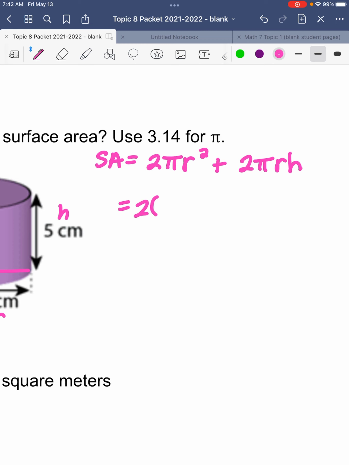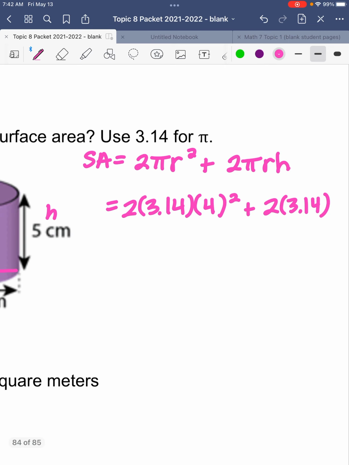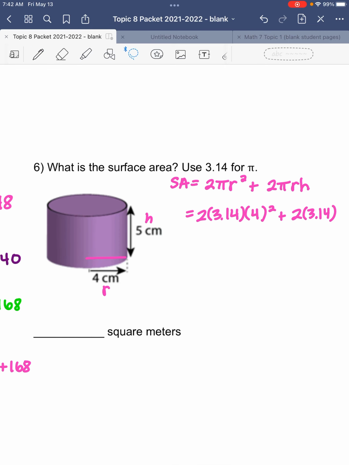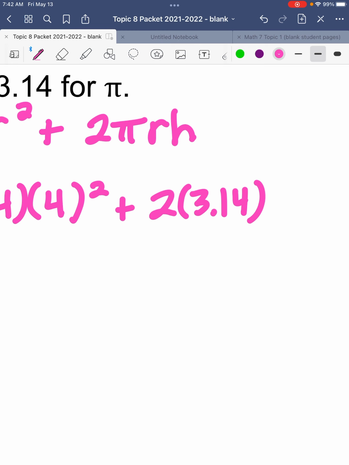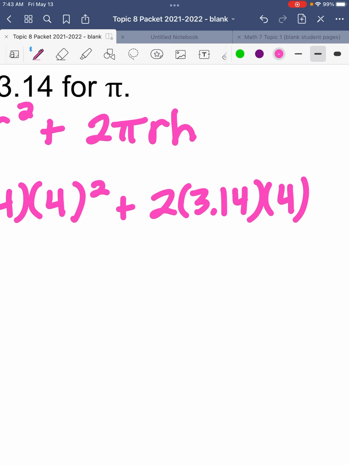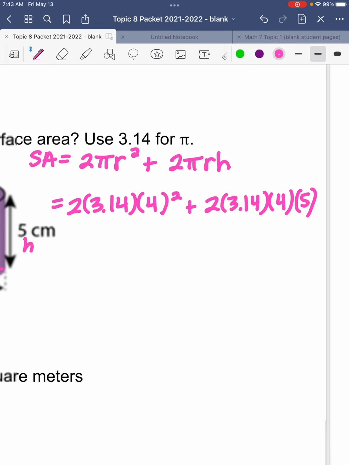So we have 2 times 3.14 times 4, which I would need to square, plus 2 times 3.14 times, oops, I'm running out of room, y'all. Let's see if I can do this a little better. 2 times 3.14 times 4 times 5, right?